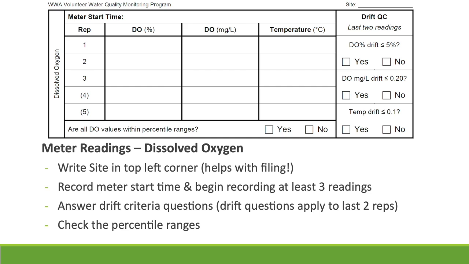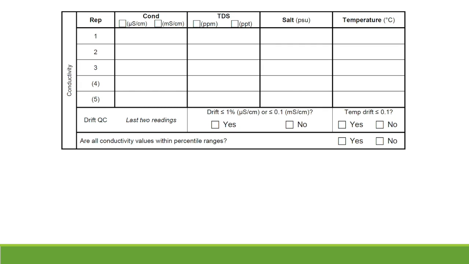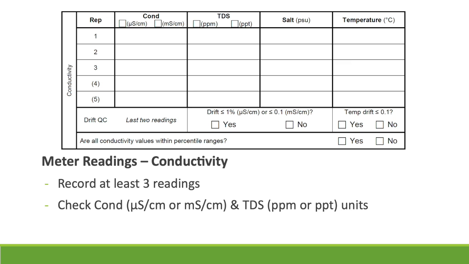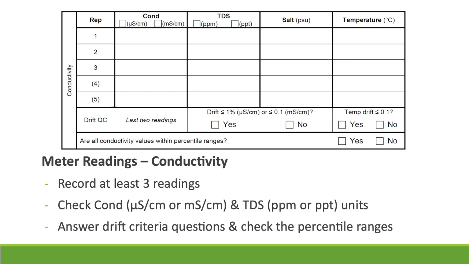Before moving on to the next parameter, answer the drift quality control questions on the right, and verify that your DO values are within the specific percentile ranges for that site. You can find the percentile ranges on the orange table taped to your field bin or in your field clipboard. Then move on to conductivity. Record at least 3 replicates for conductivity, total dissolved solids, or TDS, salinity, and temperature, making sure to mark the correct units for both conductivity and TDS. Answer the drift quality control questions for conductivity and temperature, and verify that your values are within the percentile ranges for that site.